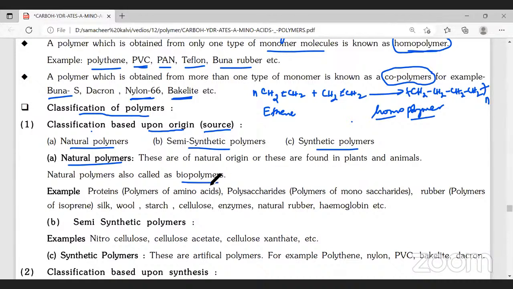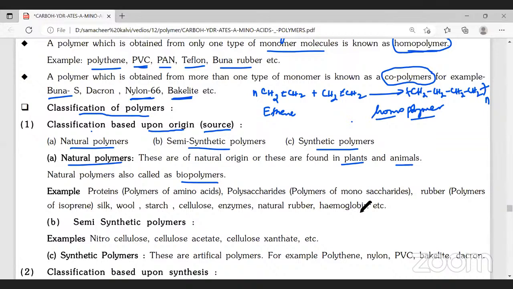So what is a natural polymer? A polymer which is present or found in nature is called a natural polymer. These natural polymers are found in plants and animals. Natural polymers are also called biopolymers. Examples of natural polymers: protein is an example, polysaccharides, carbohydrates are examples, silk is an example, wool is an example, starch, cellulose, enzymes.